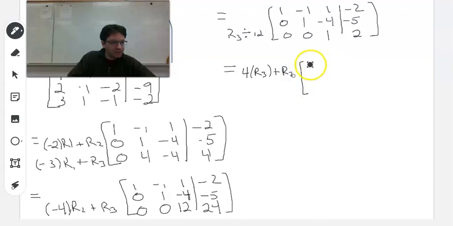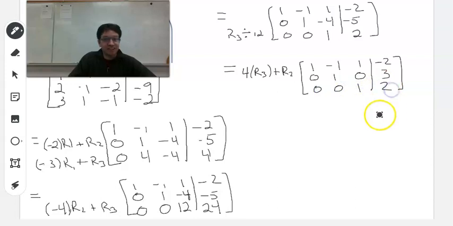So if I do that, row 1 is still the same. 1, -1, 1, and -2. Row 2 becomes 0, 1, 0, 3. And row 3 is the same. 0, 0, 1, 2. So now look at that. z equals 2, y equals 3. Almost done. So how can I make these two up here also 0? So we're going to continue with that. You know, this is super exciting.